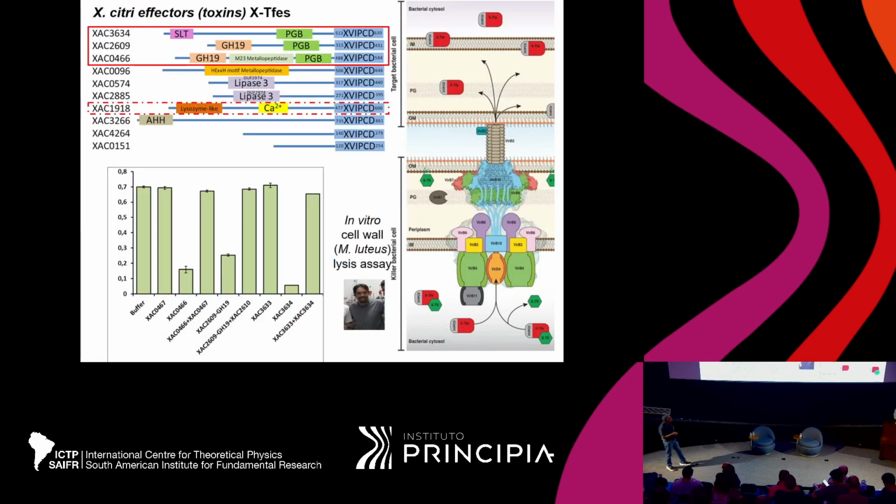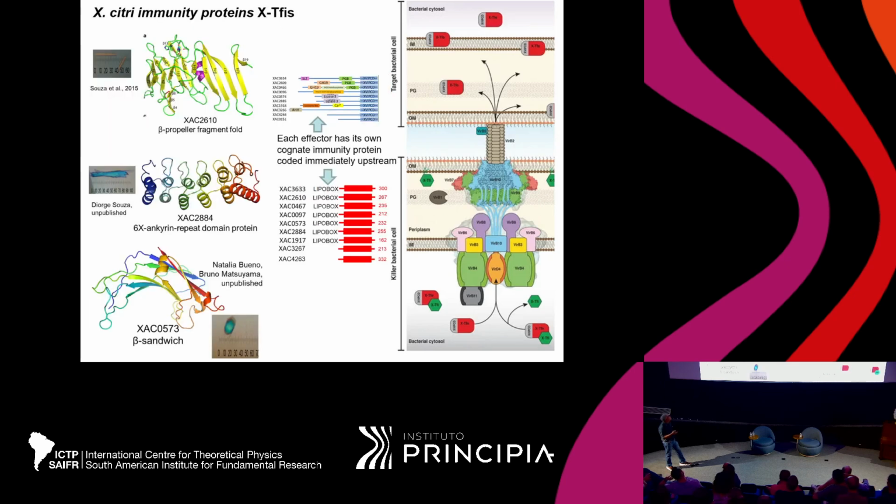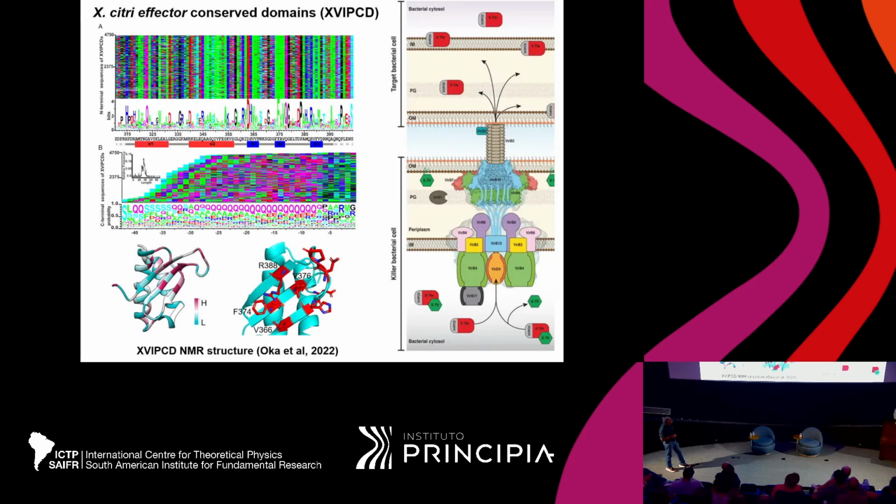Okay, so these toxins were characterized by several people in my laboratory to show that they can degrade peptidoglycan, they can degrade phospholipids. These toxins also are co-expressed, each of these toxins in the genome, with a gene that codes for an antitoxin or an immunity protein. And we've been able to determine the structures of some of these immunity proteins that interact with the catalytic domains of their cognate toxins.